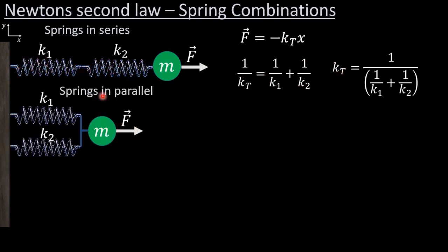For springs in parallel, we can imagine these 2 springs had the same spring constant. It would just double the spring constant. So for that, the total spring constant would just be k1 plus k2. Okay, so that's springs in parallel.